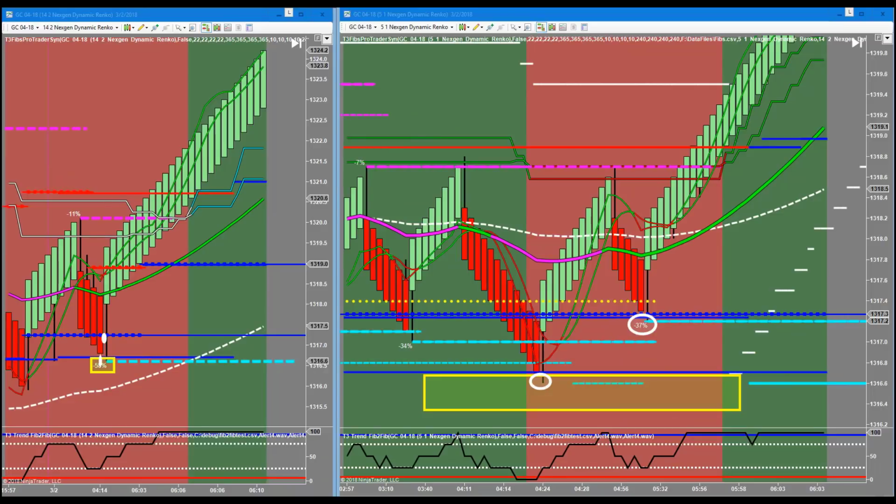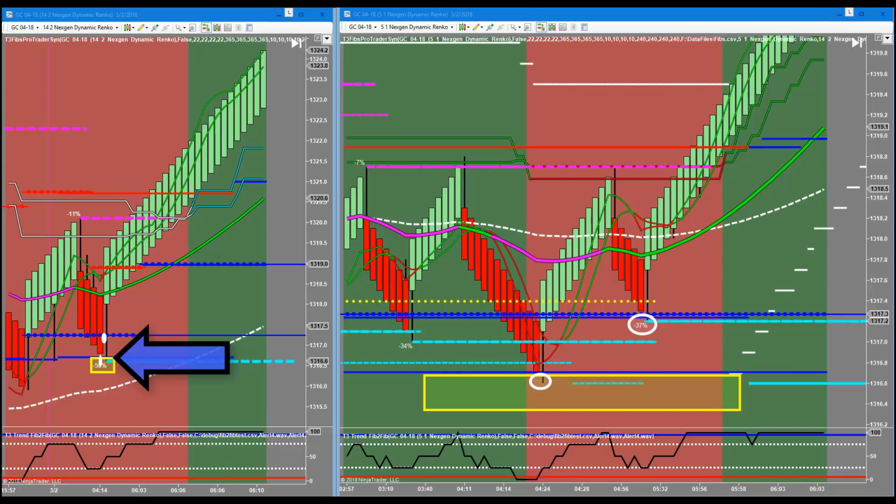The next pattern that we're going to look at is still using multiple time frame Fibonacci support and resistance. We're going to focus our attention on the 14-2 chart on the left, and on the yellow box at multiple time frame Fibonacci support. Now, it's not the first test of Fibonacci support. This is a high probability second test of multiple time frame Fibonacci support.